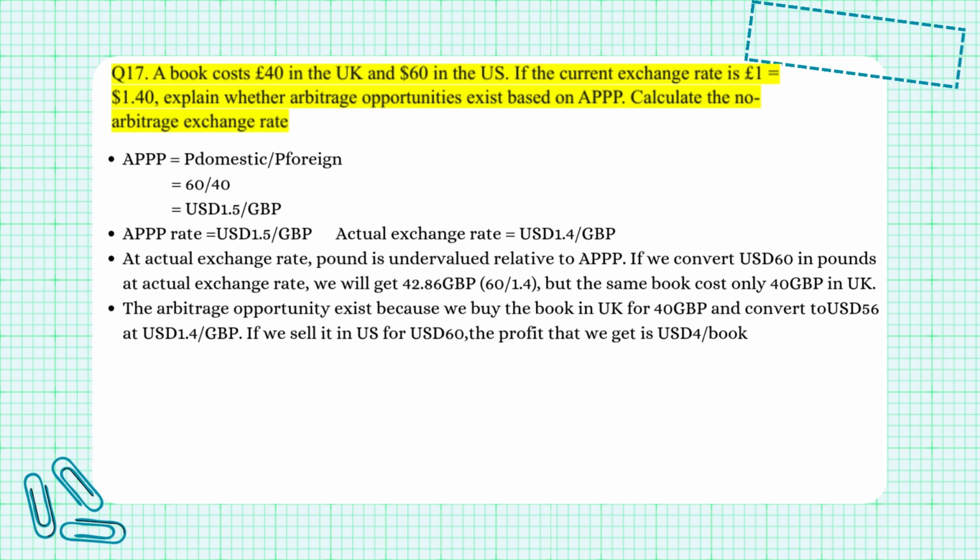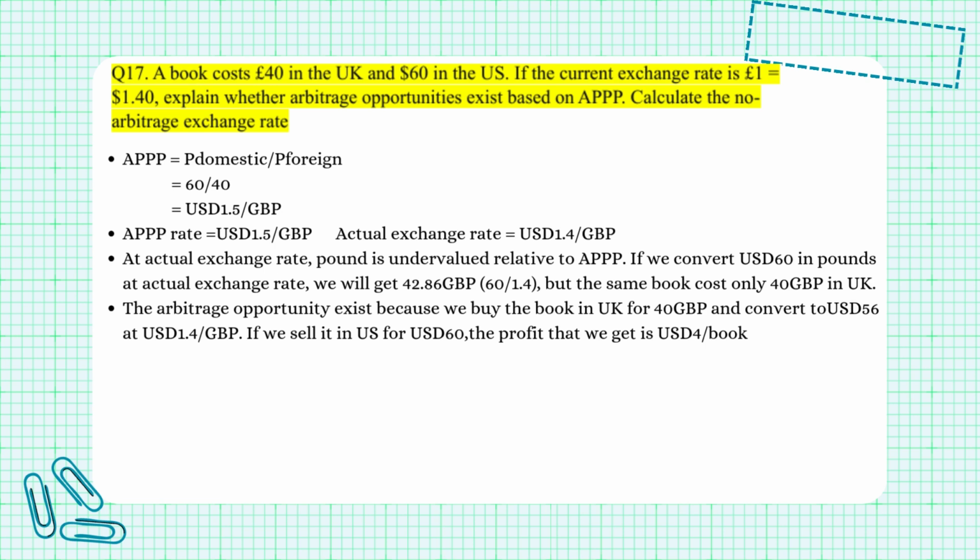Then the APPP rate is 1.5 US dollar to 1 British pound, and the actual exchange rate is 1.4 US dollar to 1 British pound. At the actual exchange rate, the pound is undervalued relative to APPP. If we convert 60 USD to pounds at the actual exchange rate, we will get 42.86 British pounds. And how do we get it? We divide 60 by 1.4, but the same book costs only 40 British pounds in the UK.